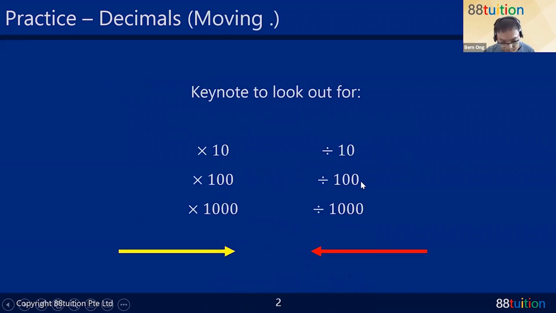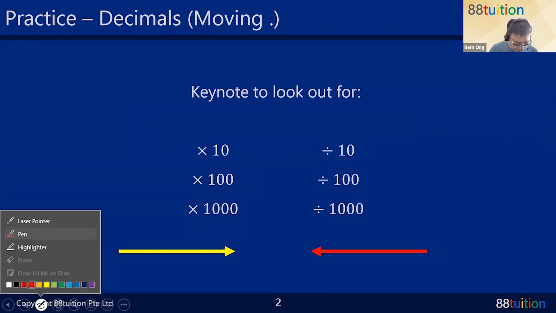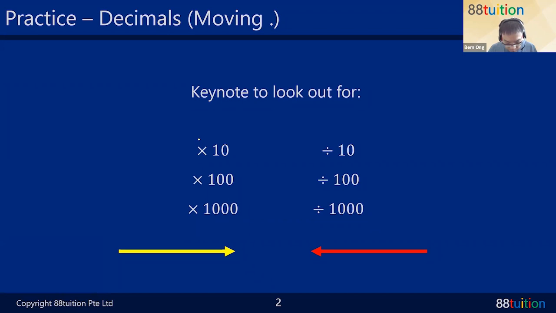A little bit about the last lesson, the March masterclass. We talked about moving decimals. Every time you see a multiplication, multiplication means moving towards your right-hand side, to your right, to your right.